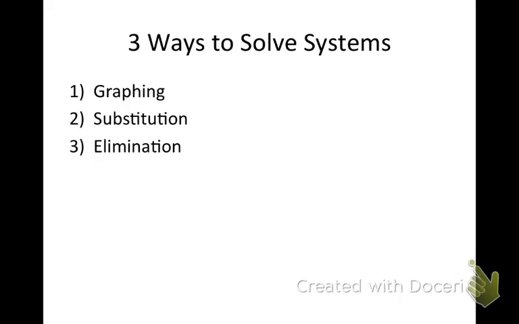Okay. All right. So our 3 different ways to solve systems: graphing, substitution, elimination. We will be adding a 4th onto this eventually, which is matrices row operation, but we're not there yet.